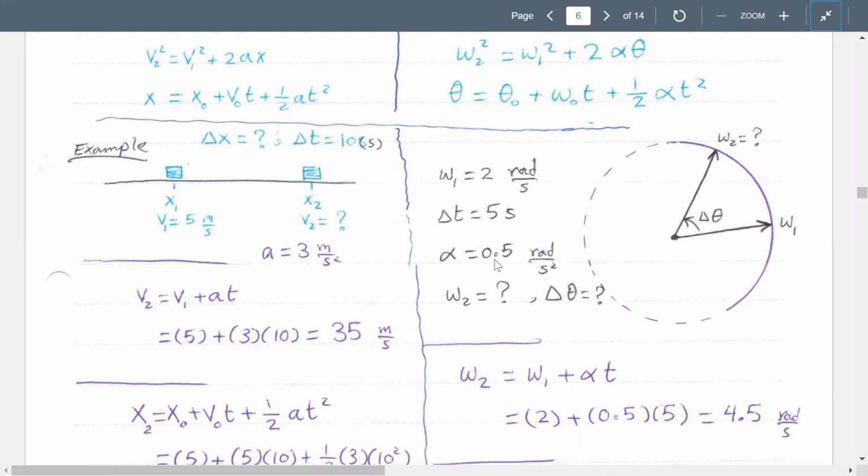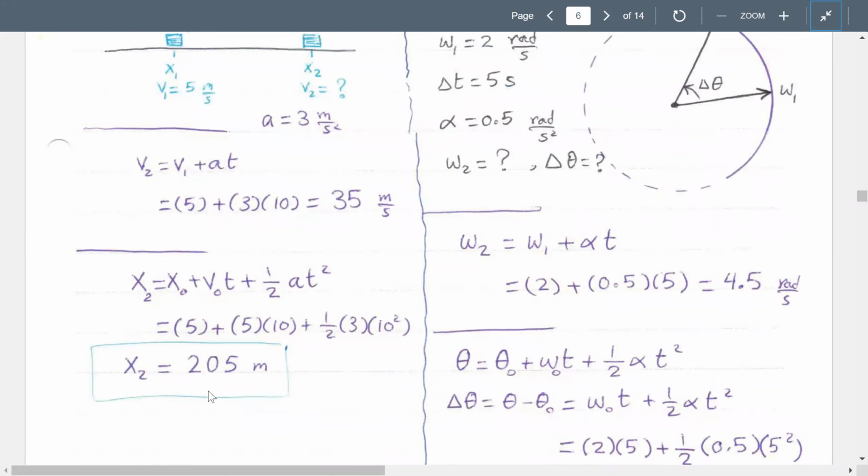With acceleration, half radian per second squared. This is the angular acceleration. I ask you to find omega 2 and delta theta. Here, I ask you to find V2 and delta x. I didn't find delta x. No, I find it here.